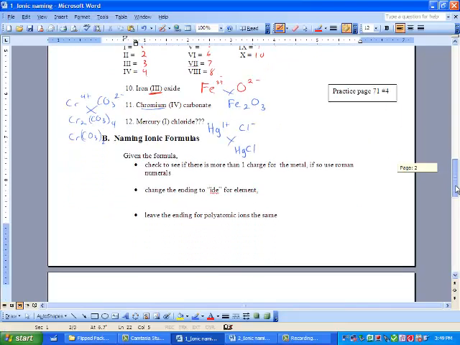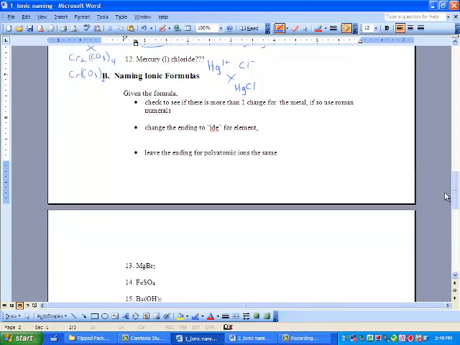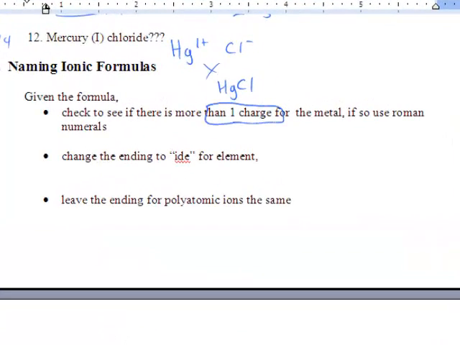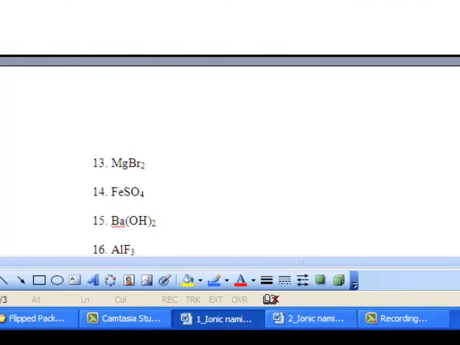All right, moving right along into the naming of the ionic formulas. These should be pretty straightforward. All you need to make sure of is to check the metal to see if it's got more than one charge. If there is, you need to make sure you use the Roman numerals. And then for the non-metal, all we're doing is changing the ending to IDE. And if it's a polyatomic ion, you leave it the same. Okay? So let's look at a couple examples here.